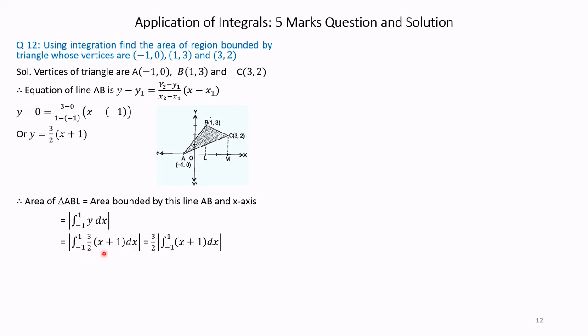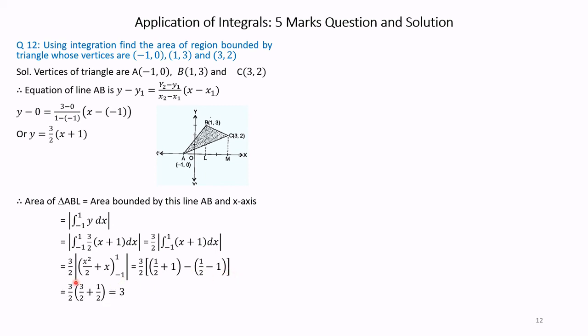So we will integrate this. So we will simplify and integrate. So 3 by 2 outside, mod of the integral from minus 1 to 1 of x plus 1 into dx. That becomes 3 by 2 into mod of, integral of x dx is x square by 2, plus integral of 1 dx is x. Limit is minus 1 to 1. So modulus, that is equal to 3 by 2 into 1 by 2 plus 1, minus of the lower limit, minus of 1 by 2 minus 1.